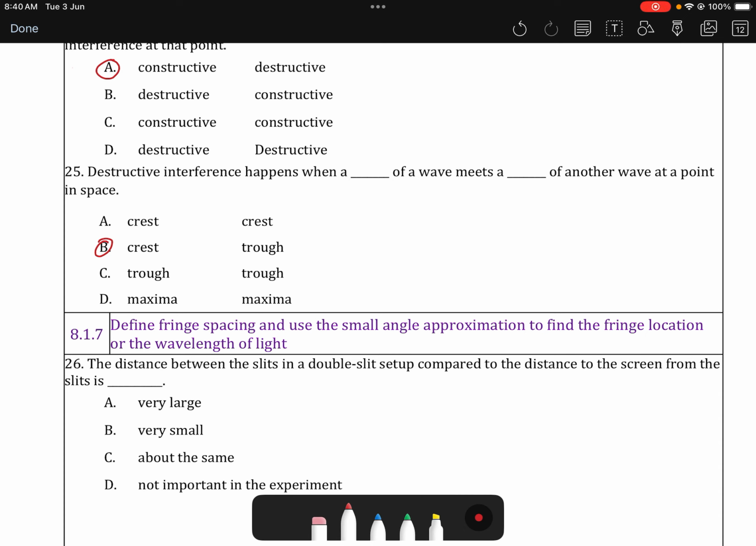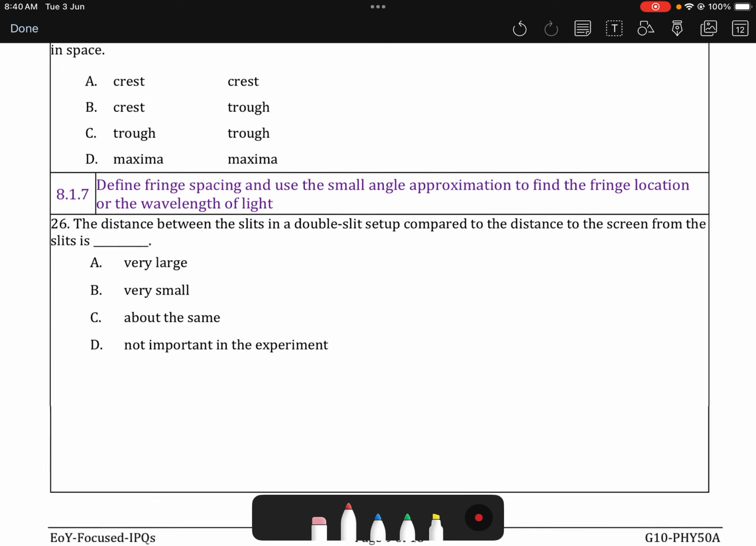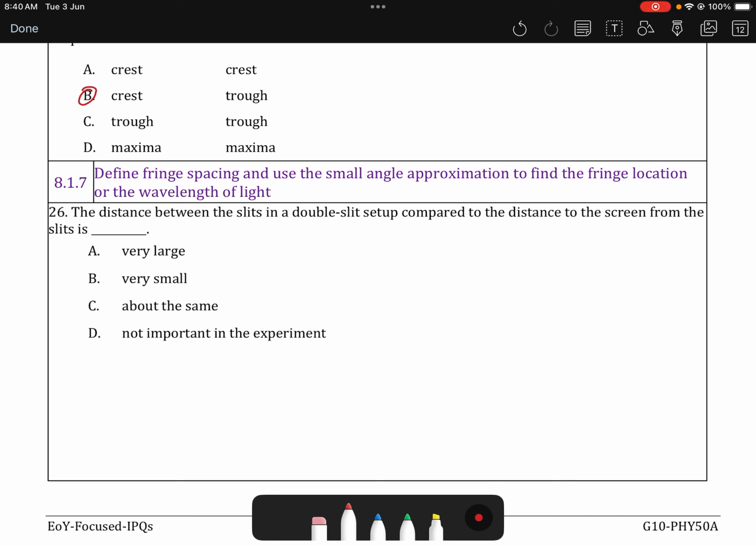The answer is B. The distance between the slits in a double slit setup compared to the distance to the screen from the slits is very small, actually. Be careful here. There is a mistake in the official answer key. It was mentioned there as very large, which is not right. The right answer is very small.